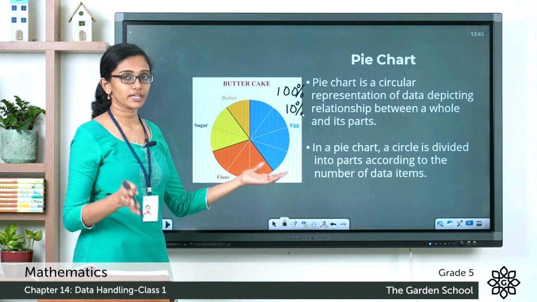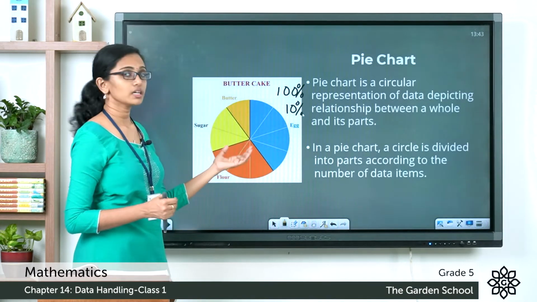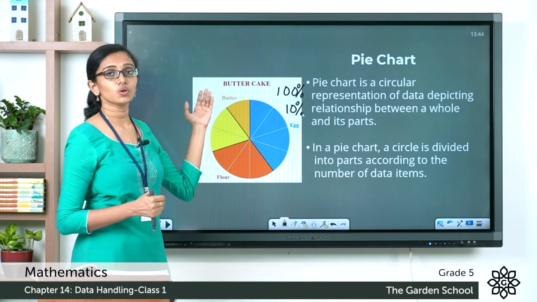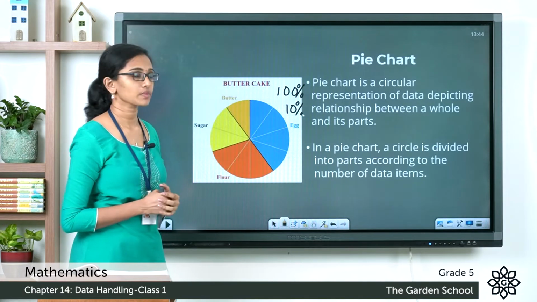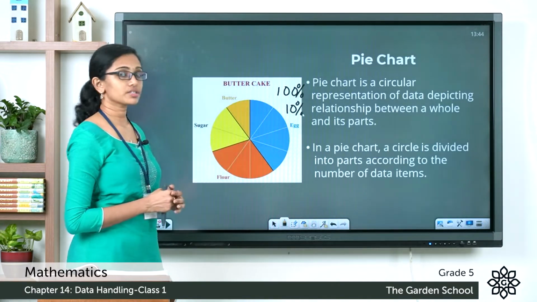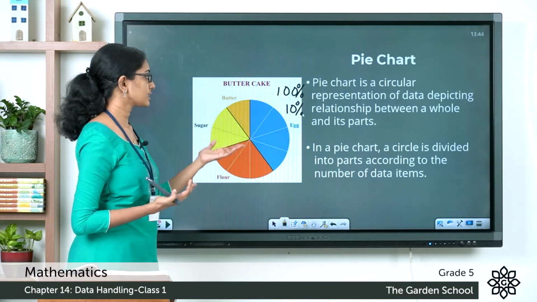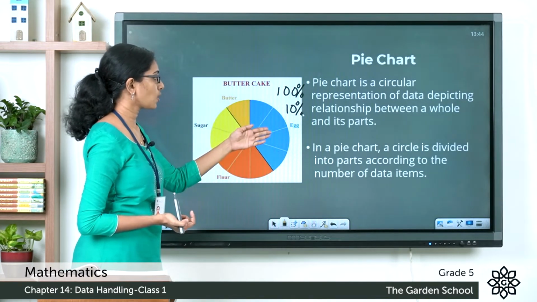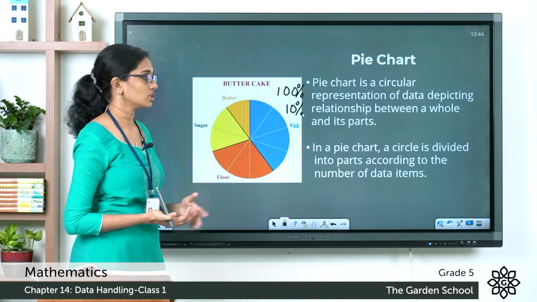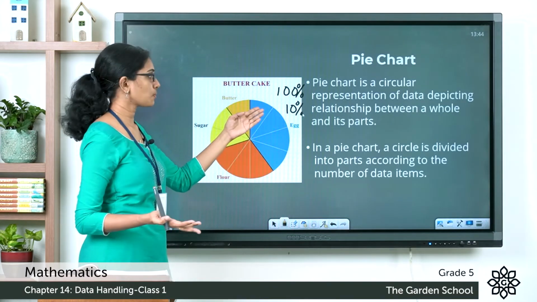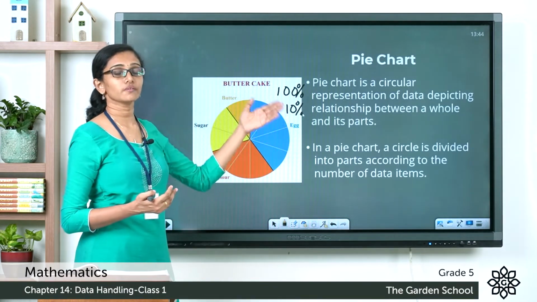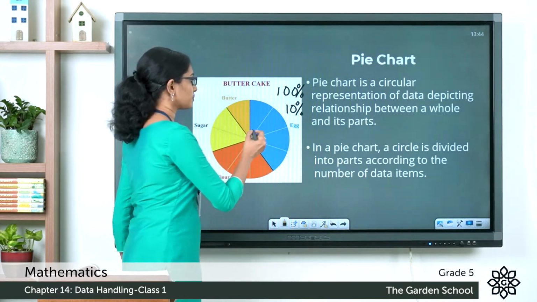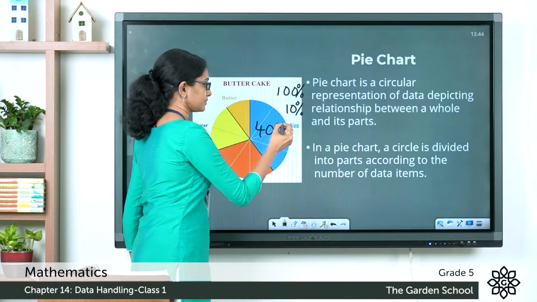So this pie chart shows the quantity or proportion of ingredients that is needed to prepare or bake a butter cake. So can you tell what is the proportion of egg in this case? See, this egg is represented with 4 equal parts of the circle, and each part, we said, will represent 10% of the total or the whole. So to prepare this butter cake, 40% of it should be egg.